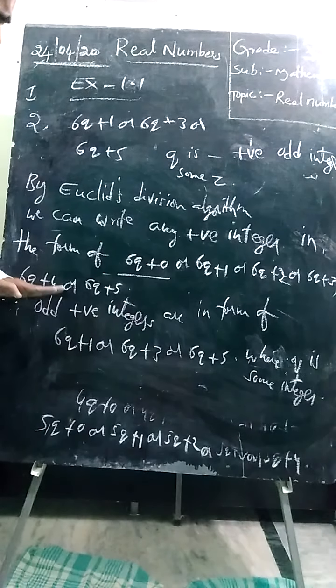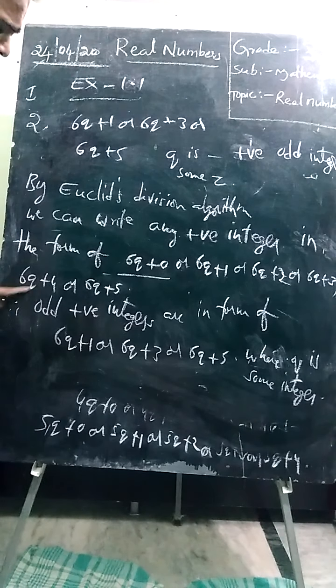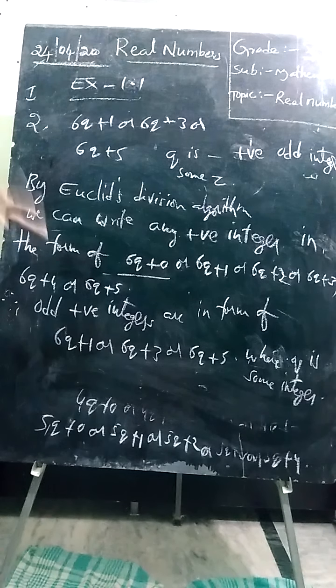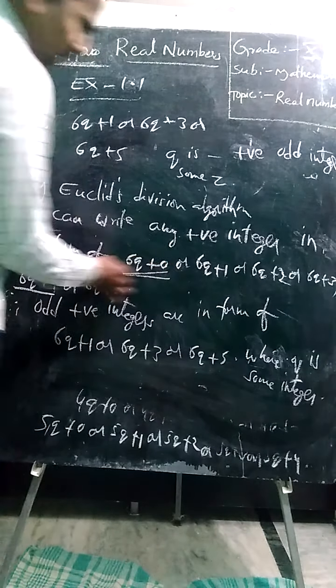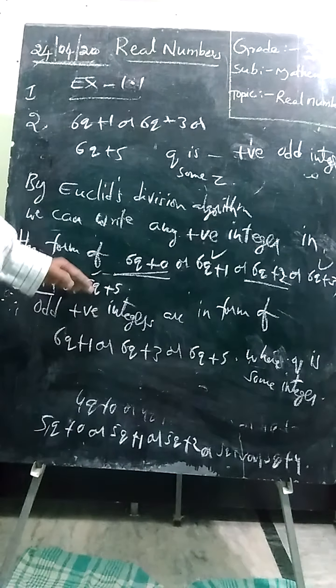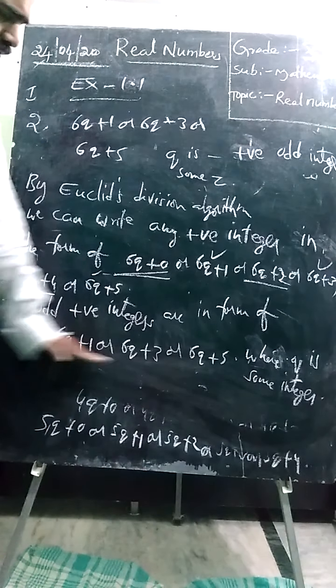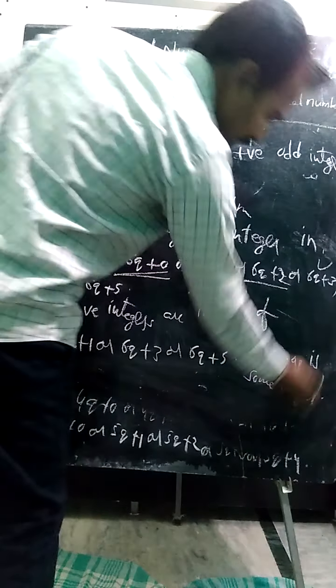See students, when we multiply by 6, any number becomes even. You learned in earlier classes that when we add two even numbers it becomes even. 16 plus 4, 20. 26 plus 4, 30. For example, 32 plus 2, 34. The sum of an even and even is always even. So when we add an even integer with an odd, that becomes odd. That is why 6q plus 1, 6q plus 3, 6q plus 5 are odd numbers, where q is some integer.